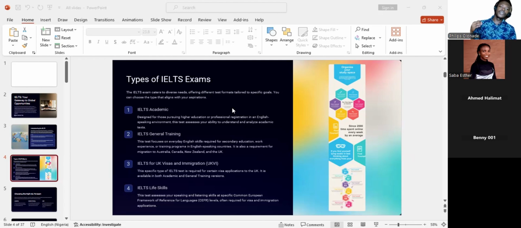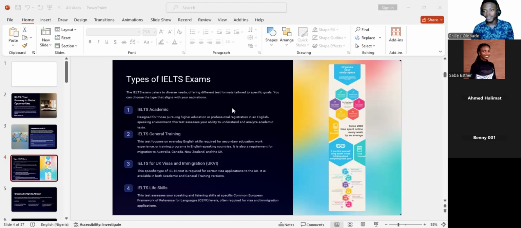So if you are going to the UK to study, then you pick IELTS UK Visa Academic. Then if you're going to the UK to work, you pick IELTS UK Visa General Training. So it's basically the same as the others, but the only difference is that you are registering for a specific one for UK.